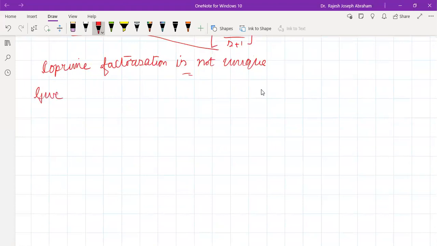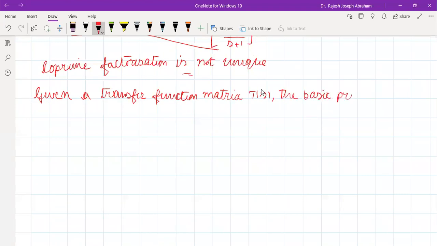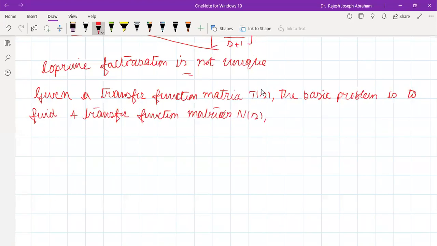Now, given a transfer function matrix T of S, the basic problem is to find 4 transfer function matrices, N of S, M of S, M hat of S, and N hat of S. I will explain what this is. Just give me a moment.